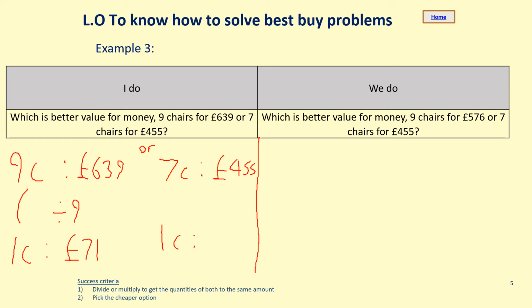Now have a think, what are we going to divide by in that second deal? And you would be correct if you said we should divide by 7. So divide by 7 in that deal, because 7 divided by 7 gives 1. So 455 divided by 7 gives me £65 a chair in the second deal. And clearly, the second deal is cheaper. So that's the one we would pick. That's the best buy. Okay guys, pause the video here for a minute, copy that first one down, and then work through the next one as well for me, please.